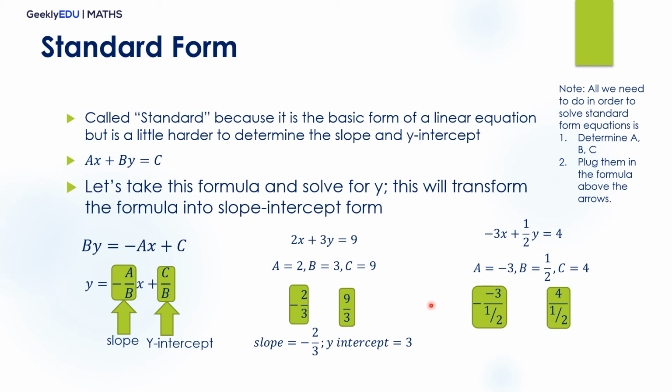So now we know that a number divided by a fraction is the same thing as that number times the reciprocal. Reciprocal meaning flipping the numerator and denominator in a fraction. So when we end up doing this, negative 3 divided by negative 1/2 is a positive 6. And 4 divided by 1/2 is 8, actually. So in this case, my slope is 6 and my y-intercept is 8.